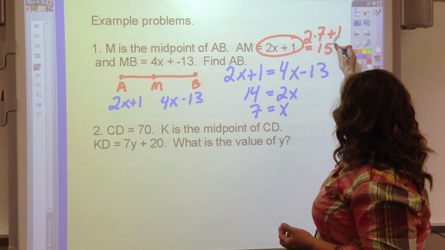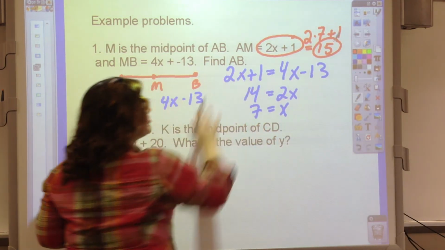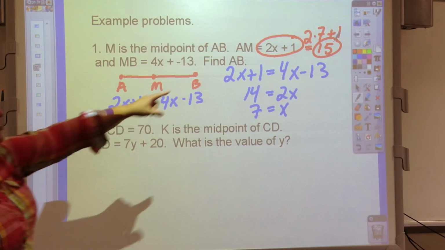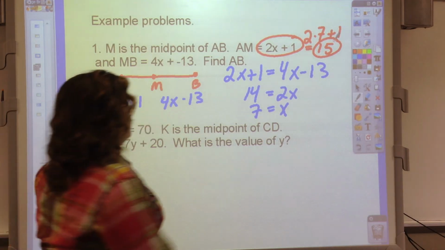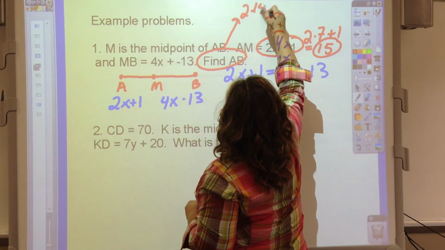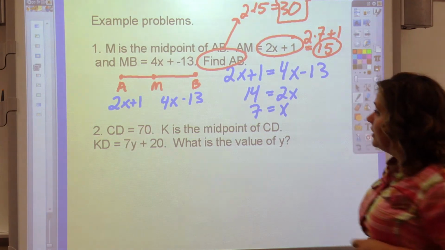Thus, AM equals 15. Now, remember, my original goal was to find AB. And that entire length would be what? Hopefully you'll agree it's 2 times 15, which equals 30. My final answer is 30.